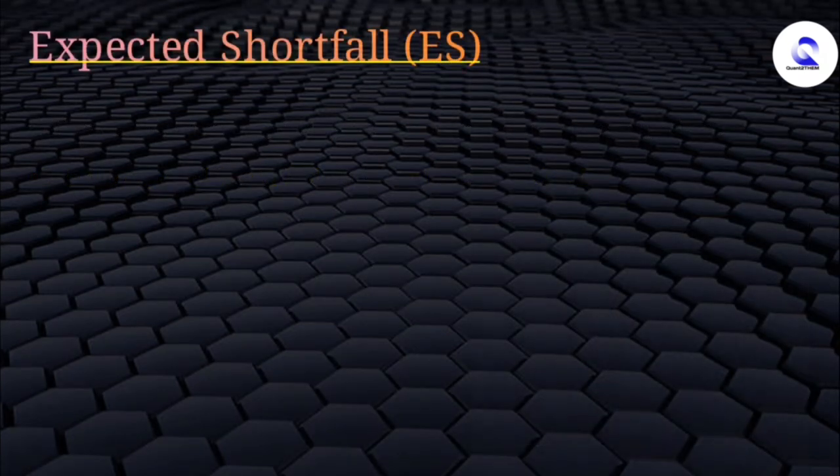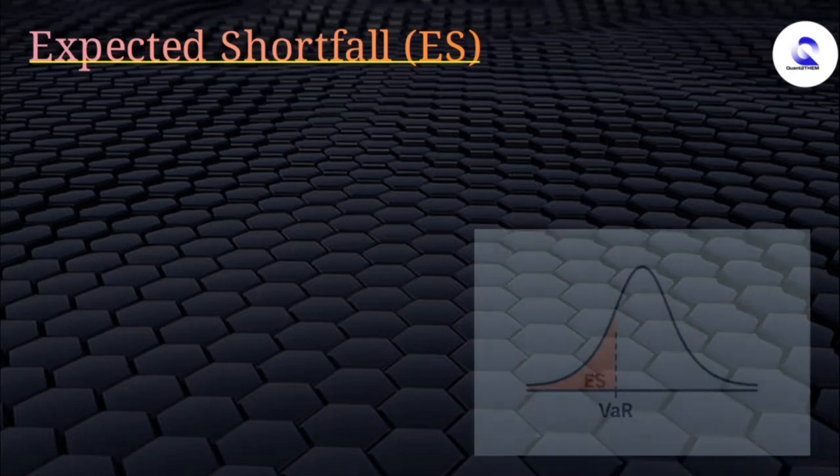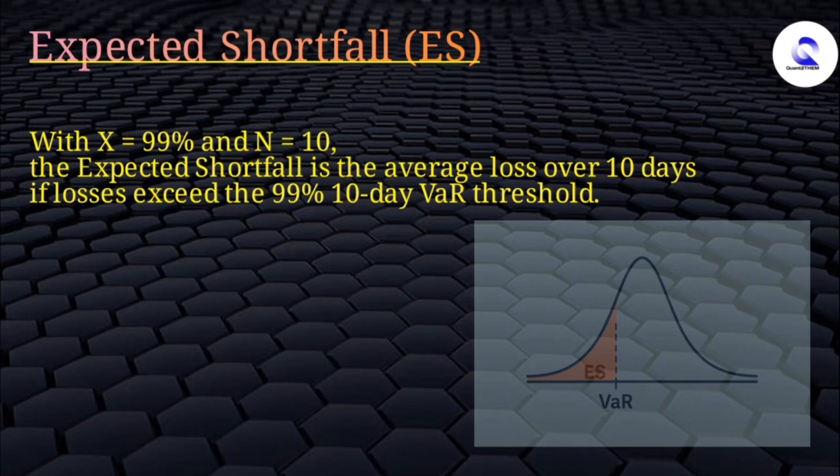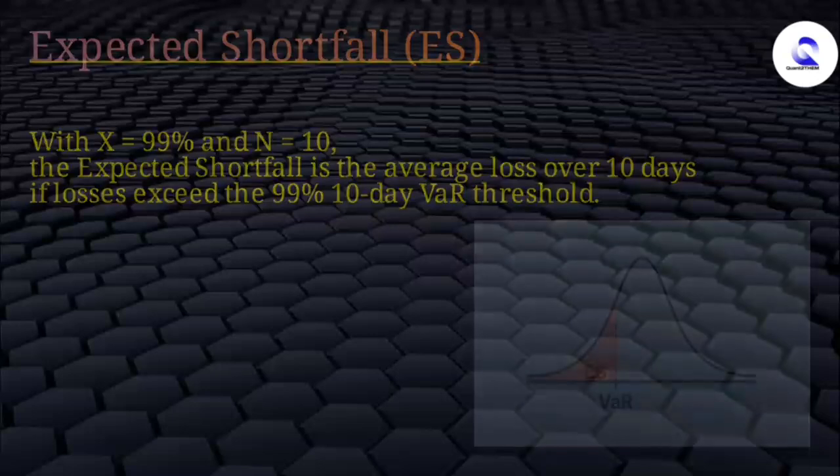Here is a concrete example to make expected shortfall clearer. Suppose we are using a 99% confidence level over a 10-day horizon. The expected shortfall is the average loss over those 10 days. But, and this is key, only when losses are worse than the 99% VaR. So it tells us, if the market hits the tail end, that 1% case zone, what is the average damage we are likely to suffer?